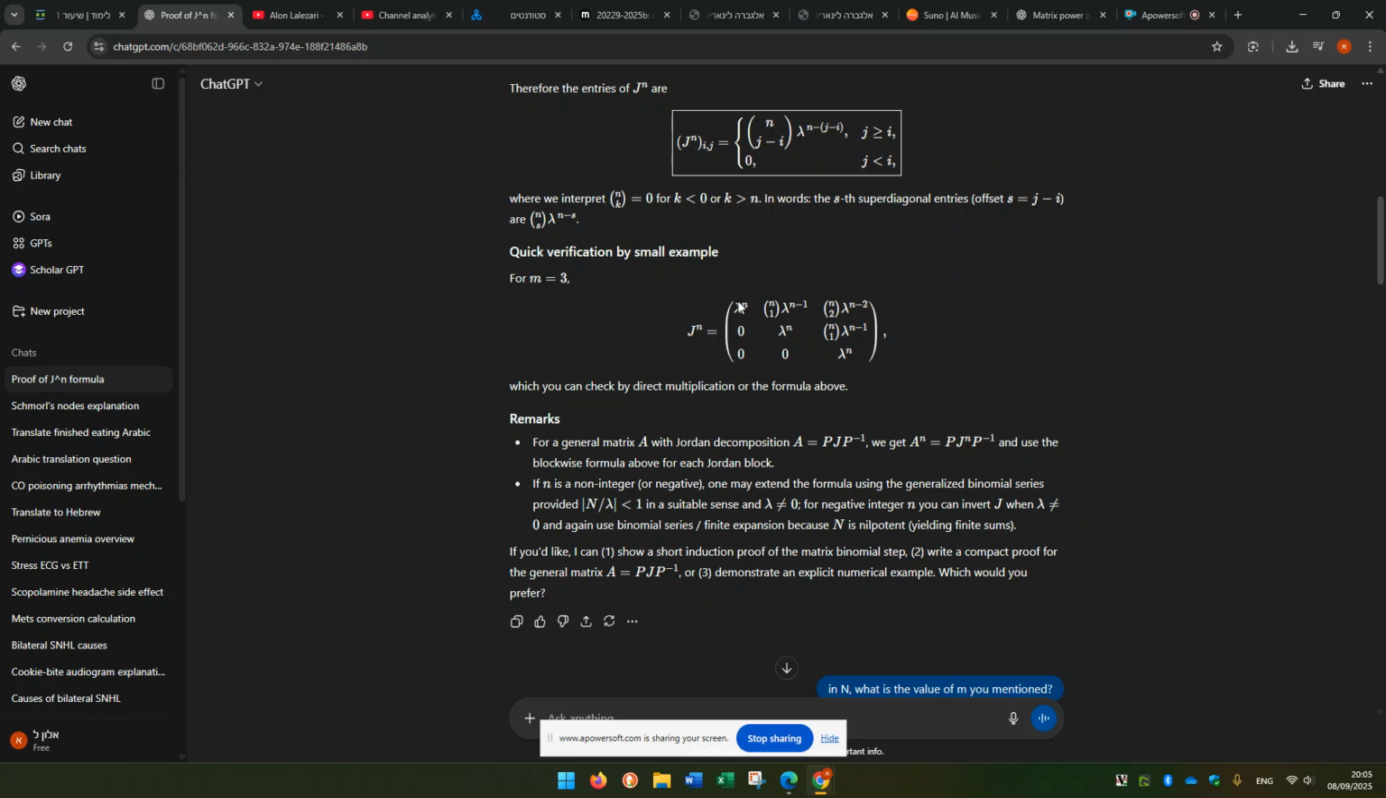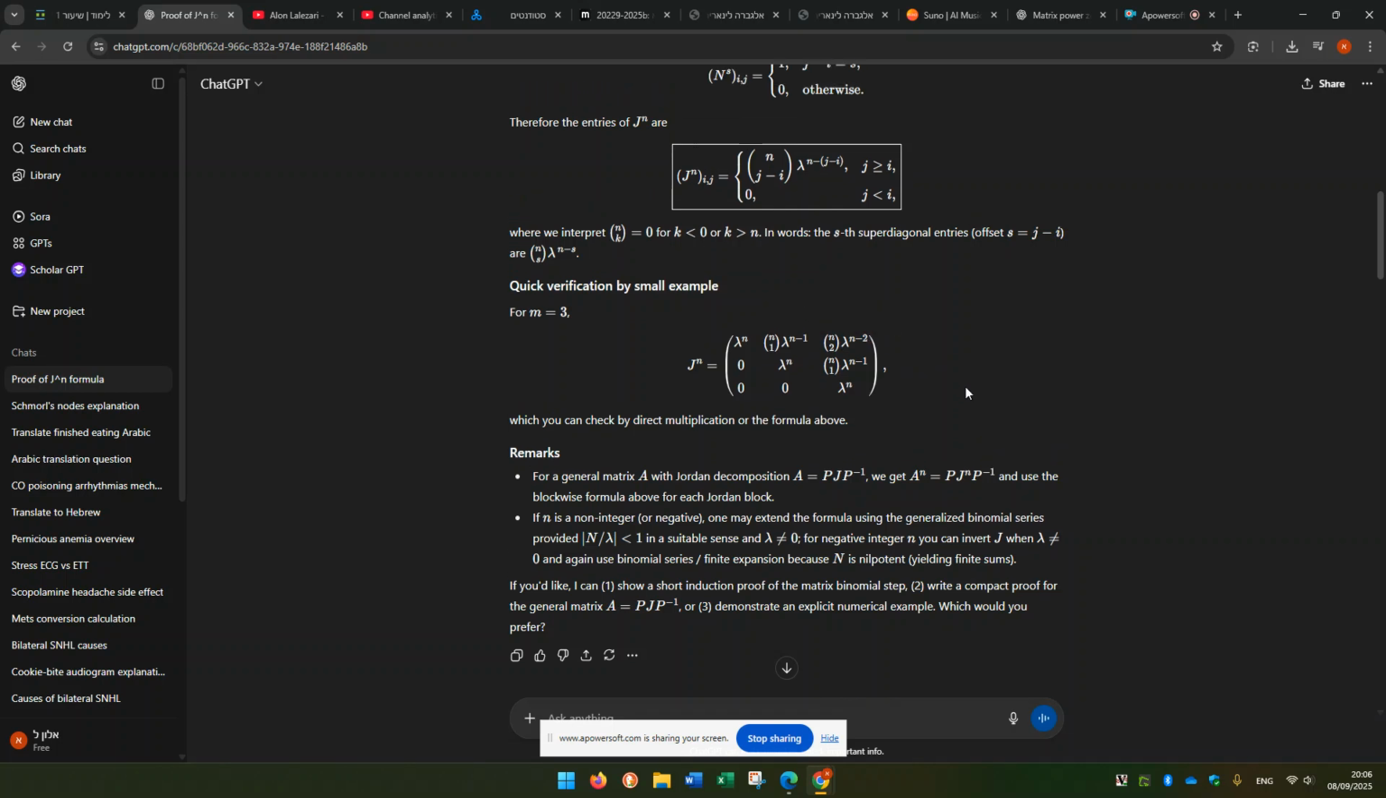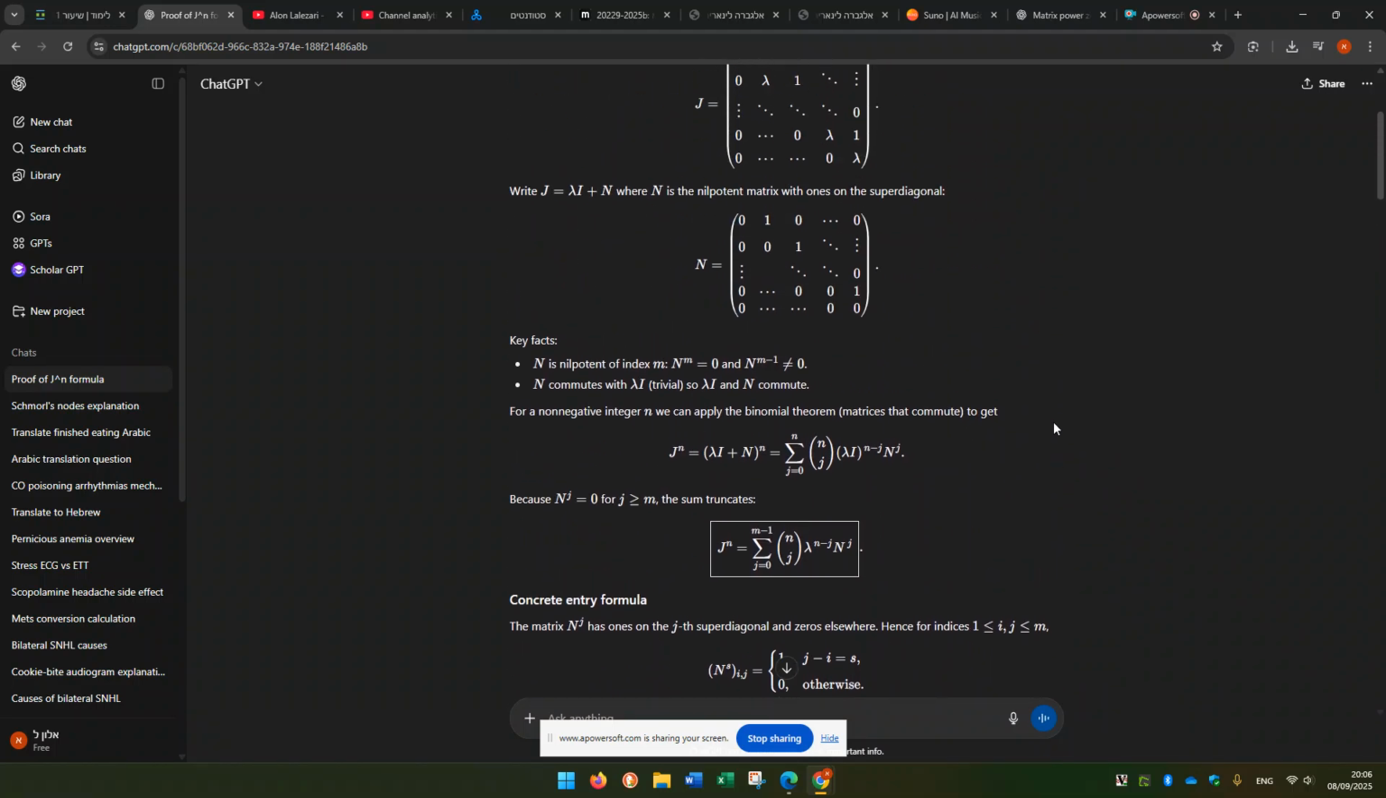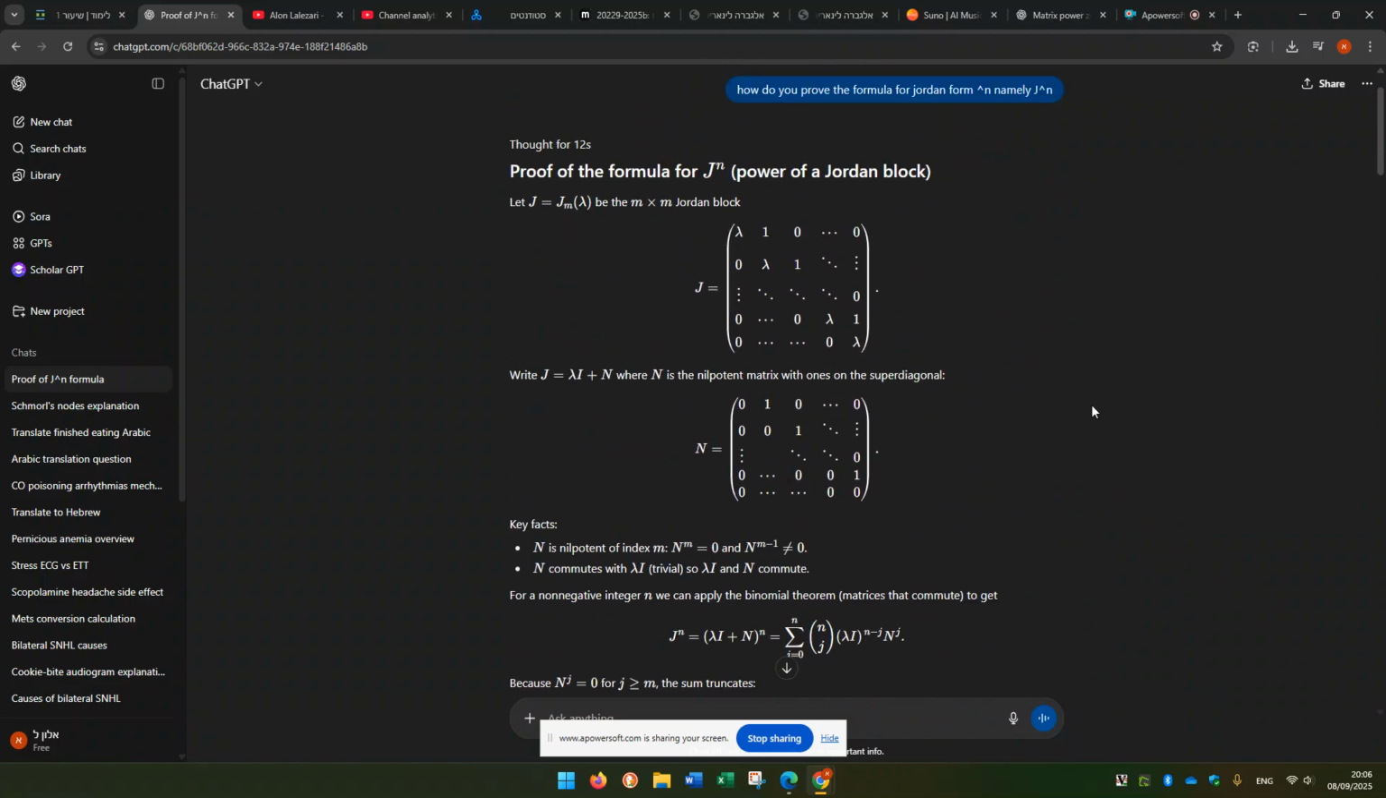As you can see here, the eigenvalue to the power of n, and then n on 1, eigenvalue to the power of n minus 1, and on the other, let's call it super diagonal, n on 2, and here is n minus 2, lambda. So you can see the pattern here. Beautiful pattern, beautiful way of proving, and beautiful idea.